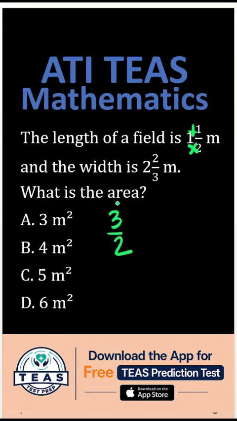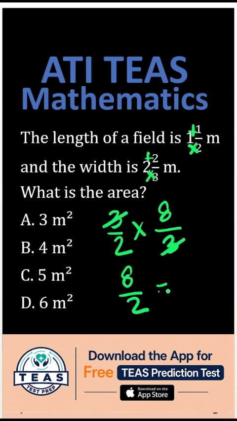And as for the area, so we multiply. So 2 times 3 plus 2, 2 times 3 is 6. 6 plus 2 is 8. 8/3. Now 3 and 3 cancel each other out. We are left with 8/2. And 8/2 equals 4. And with that, the correct answer is option B.